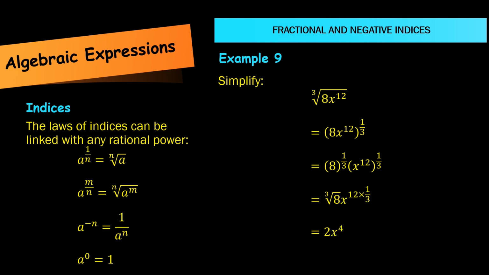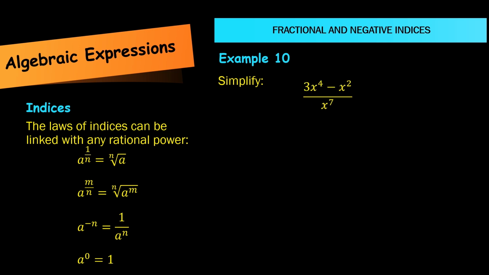Now for the next example, simplify the expression shown. Now split up the fractions. So 3x to the 4 over x to the 7 minus x squared over x to the 7. Next, tidy up the indices. So we have 4 minus 7 in one and 2 minus 7 in the other, to give us 3x to the minus 3 minus x to the power minus 5.